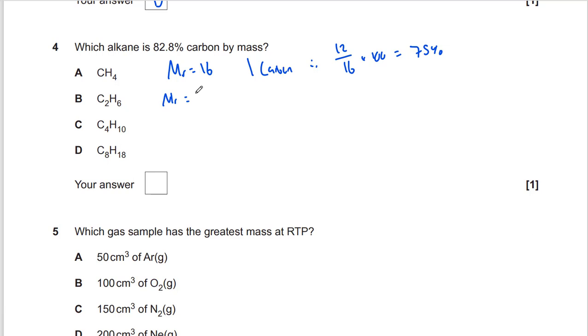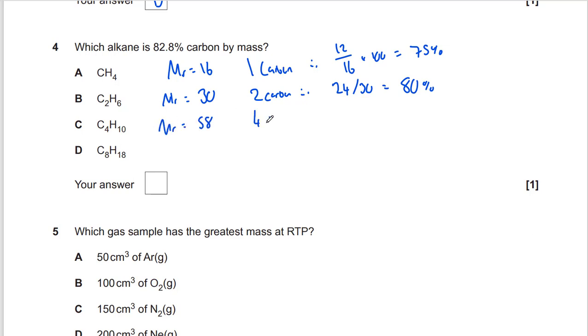So for ethane, molar mass is 30. You've got 2 carbons. This is the mistake people will make now. 2 carbons, therefore it's 24 over 30, and 24 over 30 is 80%, well, times 100, of course. Third one, C4H10. So we've got a bit bigger now. 4 times 12 is 48, plus 10 is 58. So the Mr is 58.